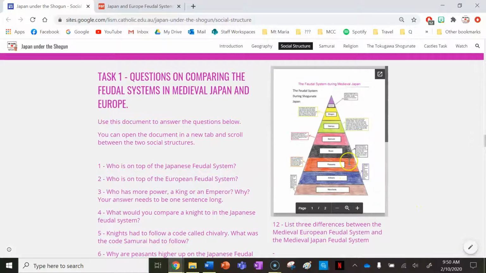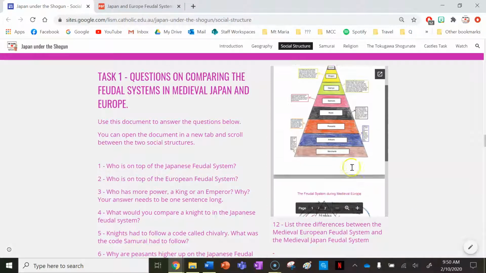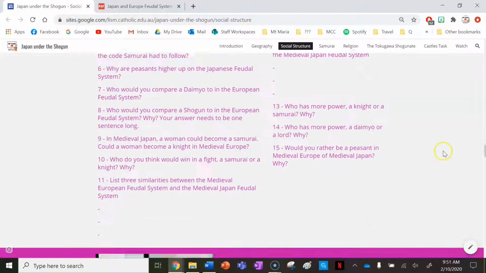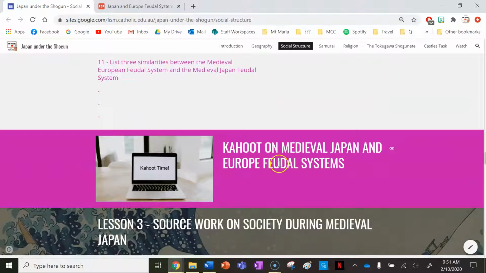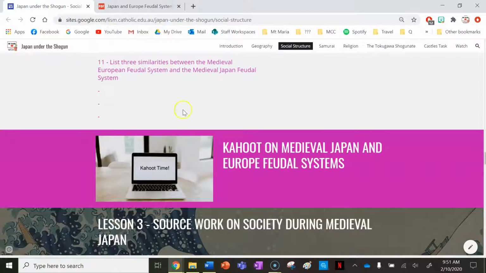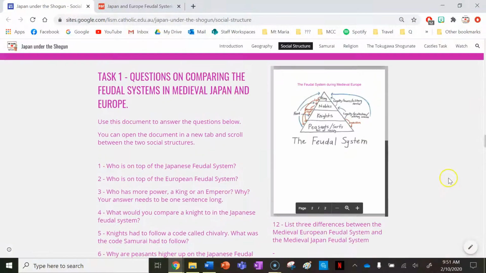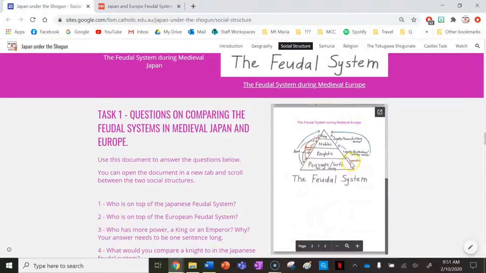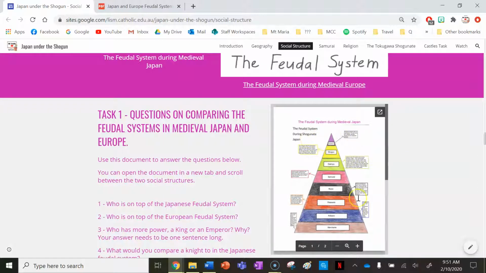I think I'd rather be a peasant in medieval Japan because I'd be respected a little bit more than, say, medieval Europe. And then just to round off this lesson, guys, if you click on the picture here, it'll take you to a Kahoot you can play with your class as well. During this lesson, we've compared the feudal systems between medieval Europe and medieval Japan to flesh out some of the key information in the feudal system during medieval Japan. So thanks for watching, guys, and I'll see you for your next lesson on Japan under the Shoguns.